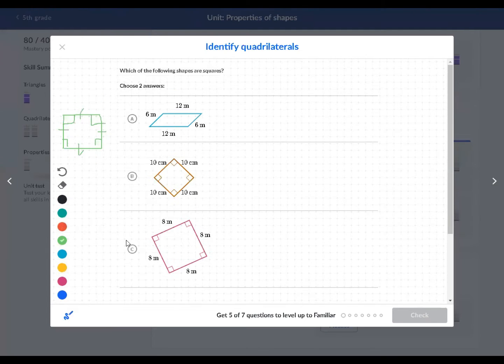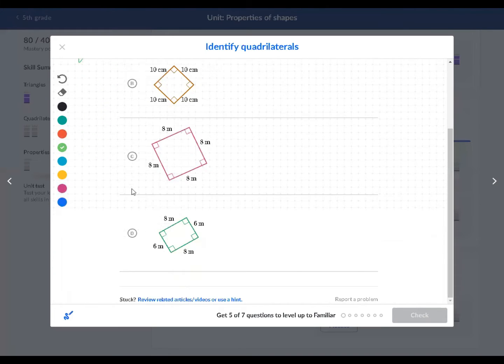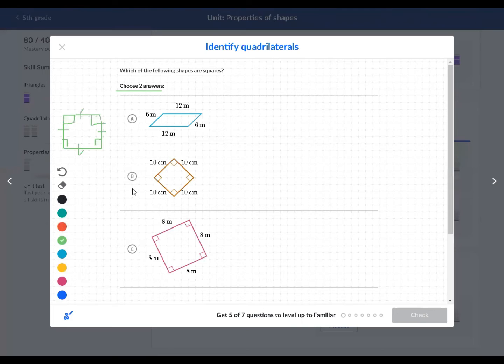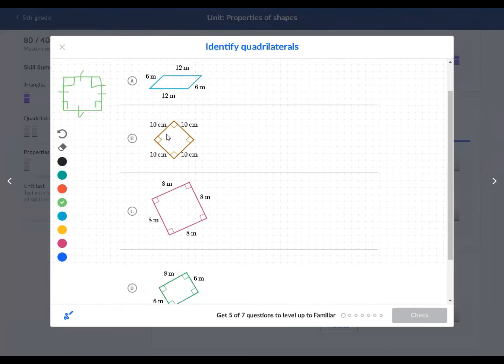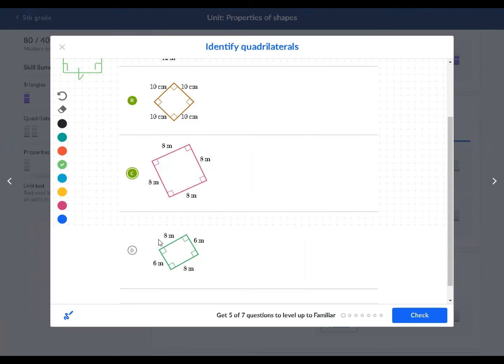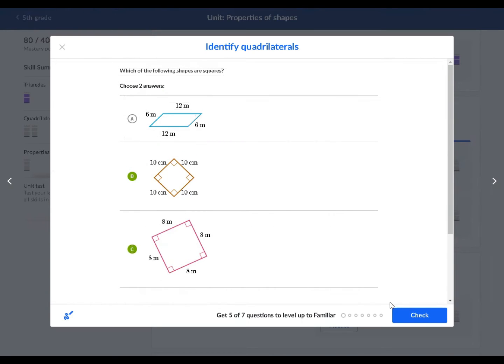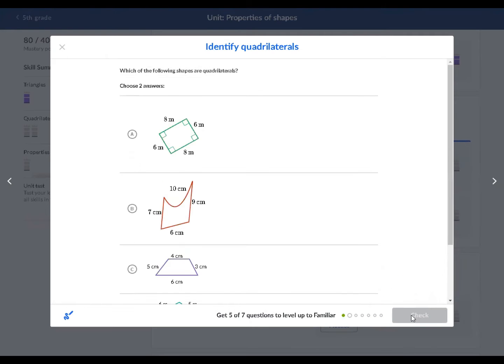So we have to find 2 shapes like that. So this is a square because all sides are equal and all angles are right, and this also looks like a square. And you may think that this is a square, but it isn't, because only opposite sides are equal, so it's a rectangle, which does not count as a square. So these two are it, and we got it correct.